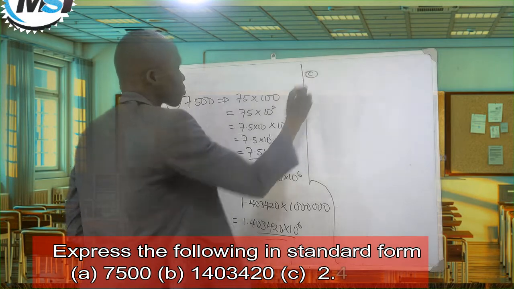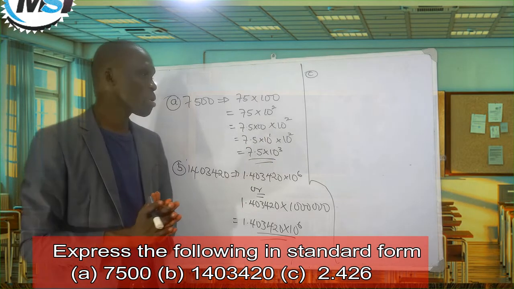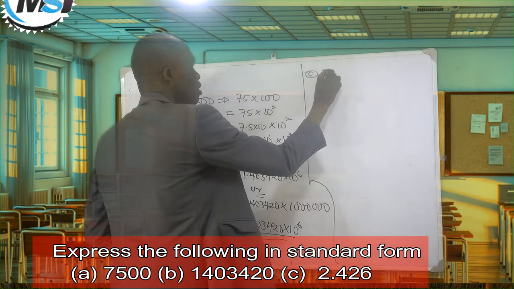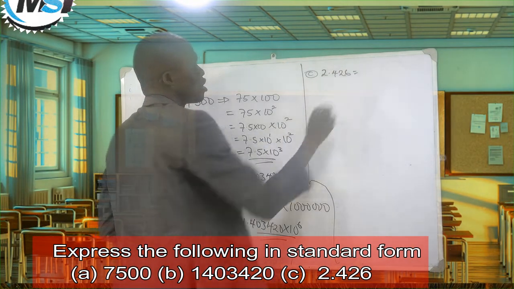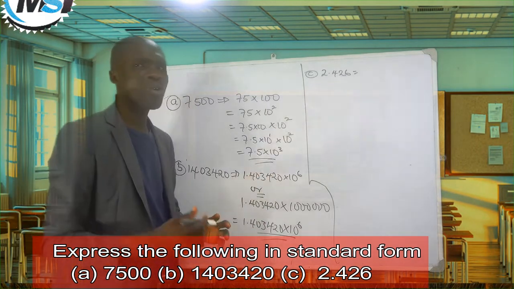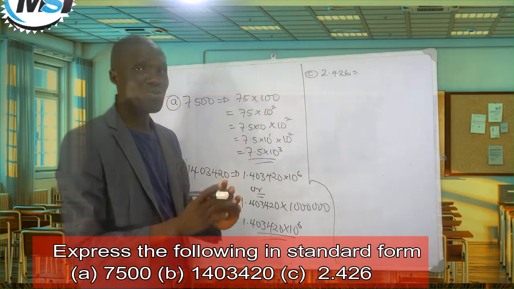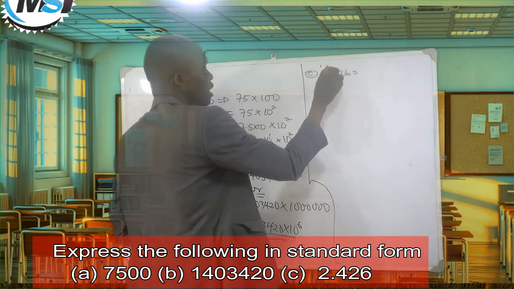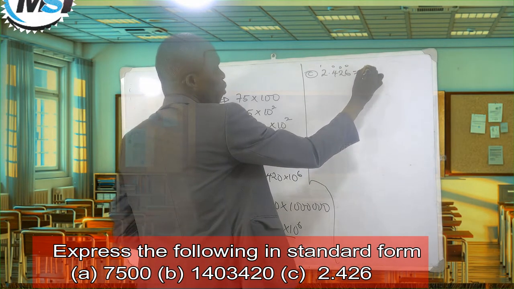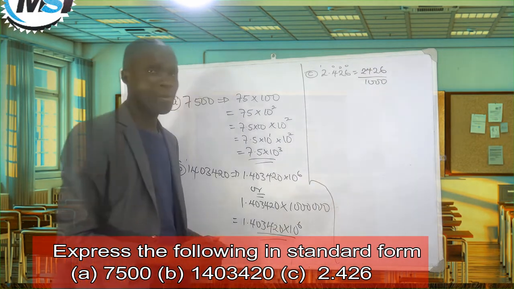The next question is, we want to write this in a standard form, and remember this is decimal fraction, 2.426. Now 2.426, you need to be very careful here. If I want to solve this question, I will convert this to fraction. That is the first thing I will do. So in converting this decimal fraction to fraction, what will I do? I put one here, 0, 0, 0. So I remove the point, it gives me 2,426 divided by 1,000. I believe you understand now.